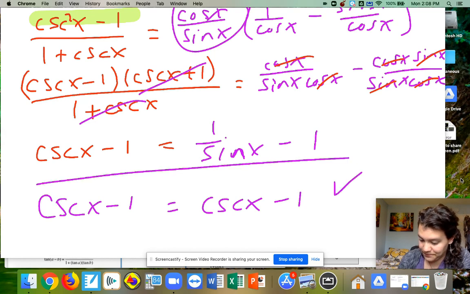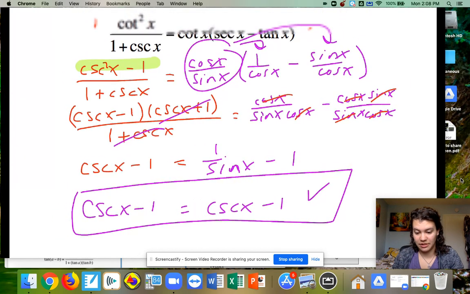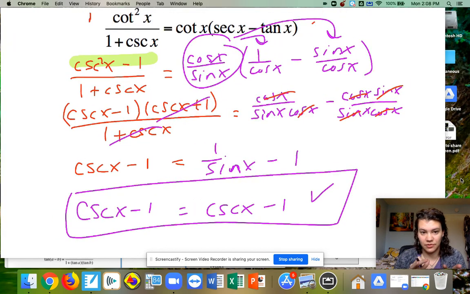So you're done. So you can work on both sides. As long as you get down to them equaling the same thing eventually, that's all you need. You don't have to only stick to one side or only start with the more complicated side. Whatever works.